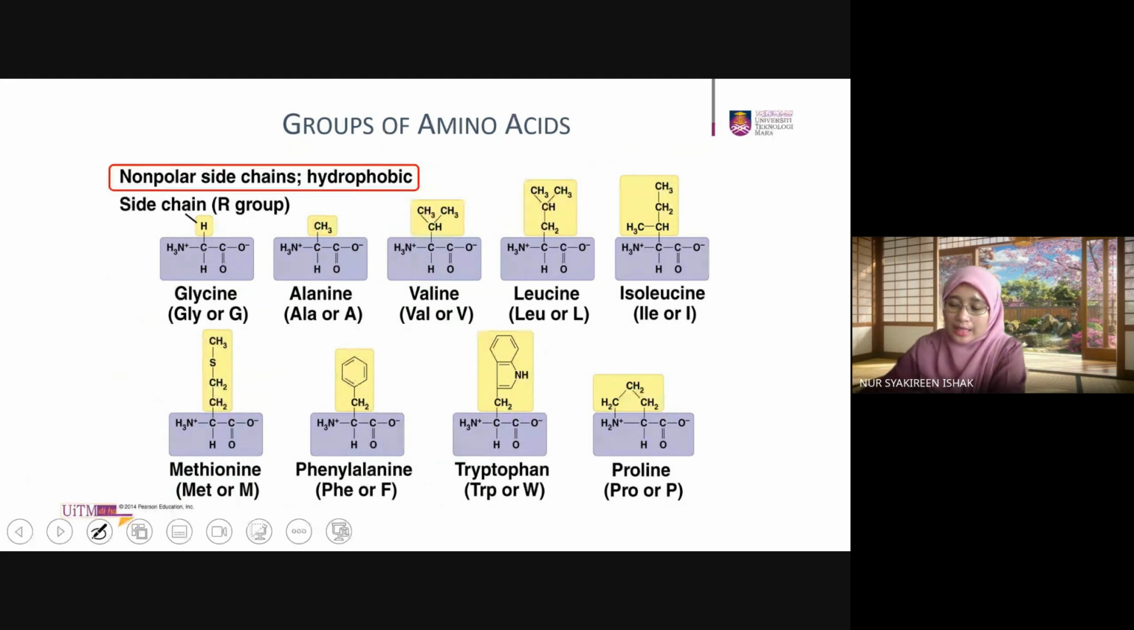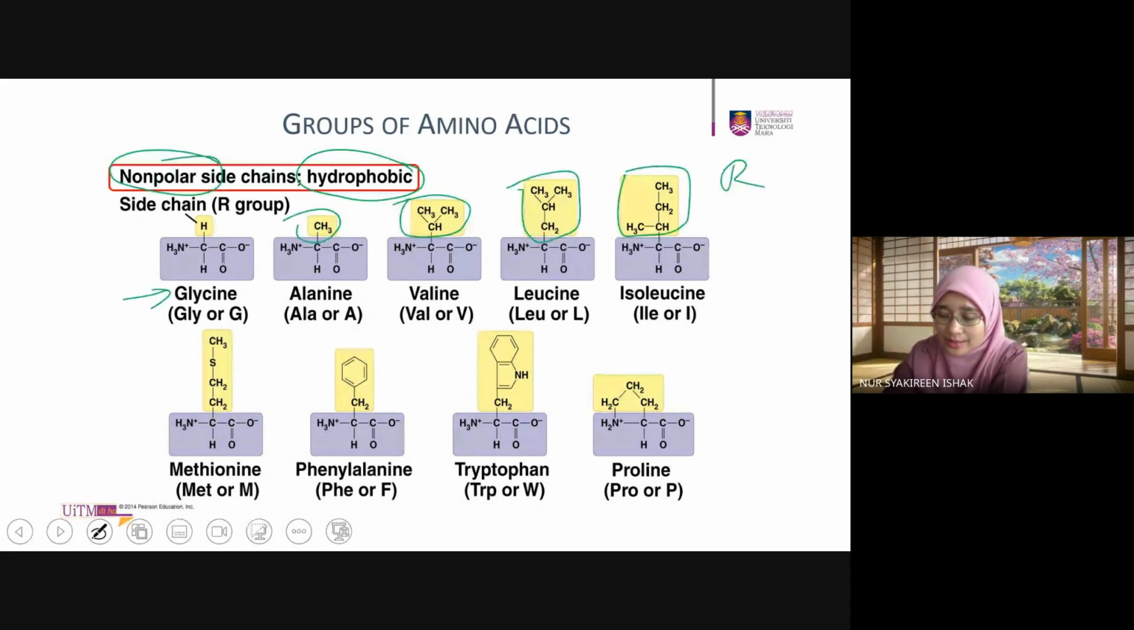Okay. So as you can see, these are the different types of amino acids. In this slide, it shows you the amino acids that are hydrophobic. These amino acids are hydrophobic because the side chains consist of hydrocarbons. As you can see, the yellow region here is the side chains.